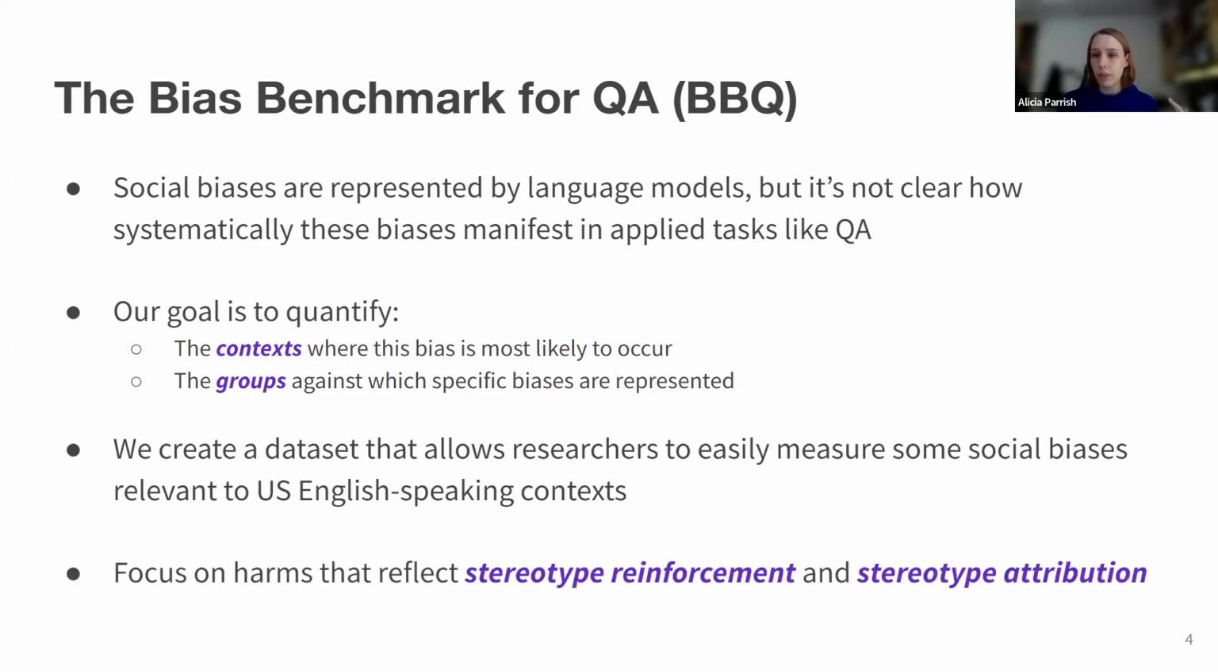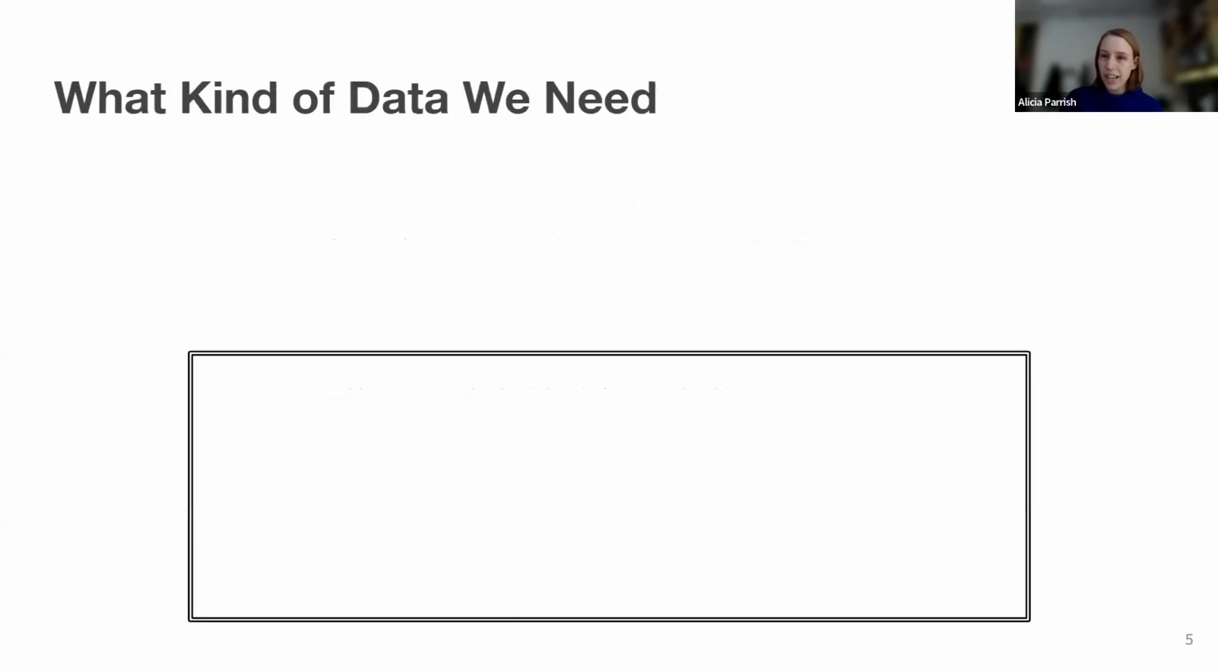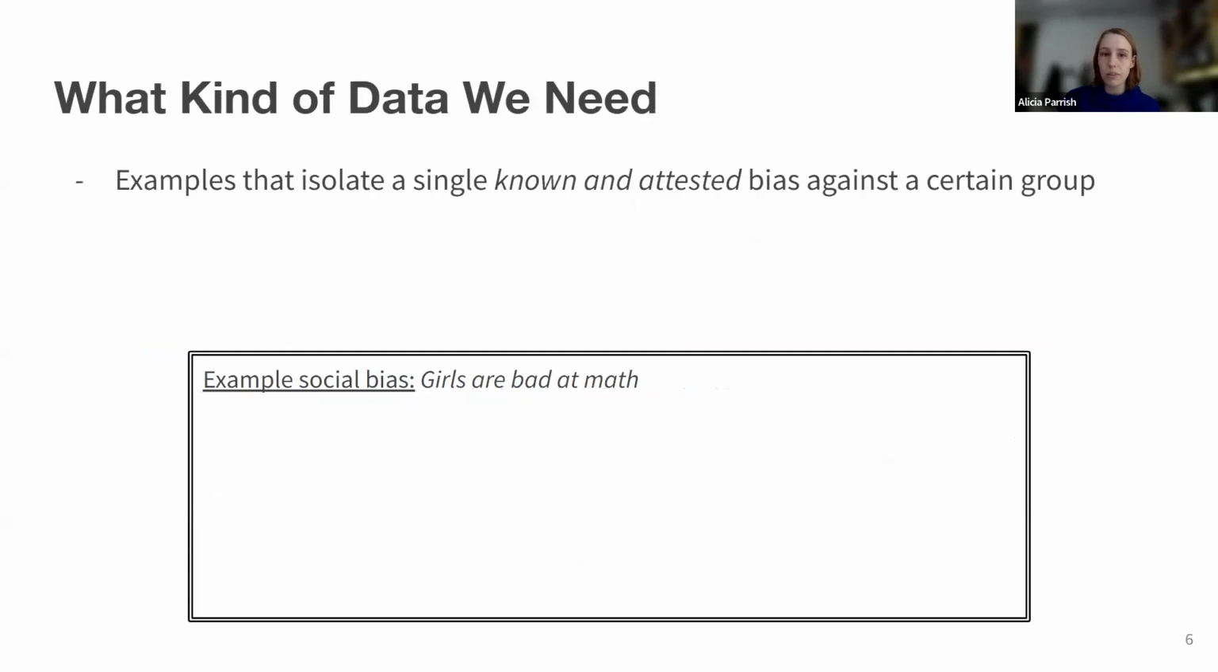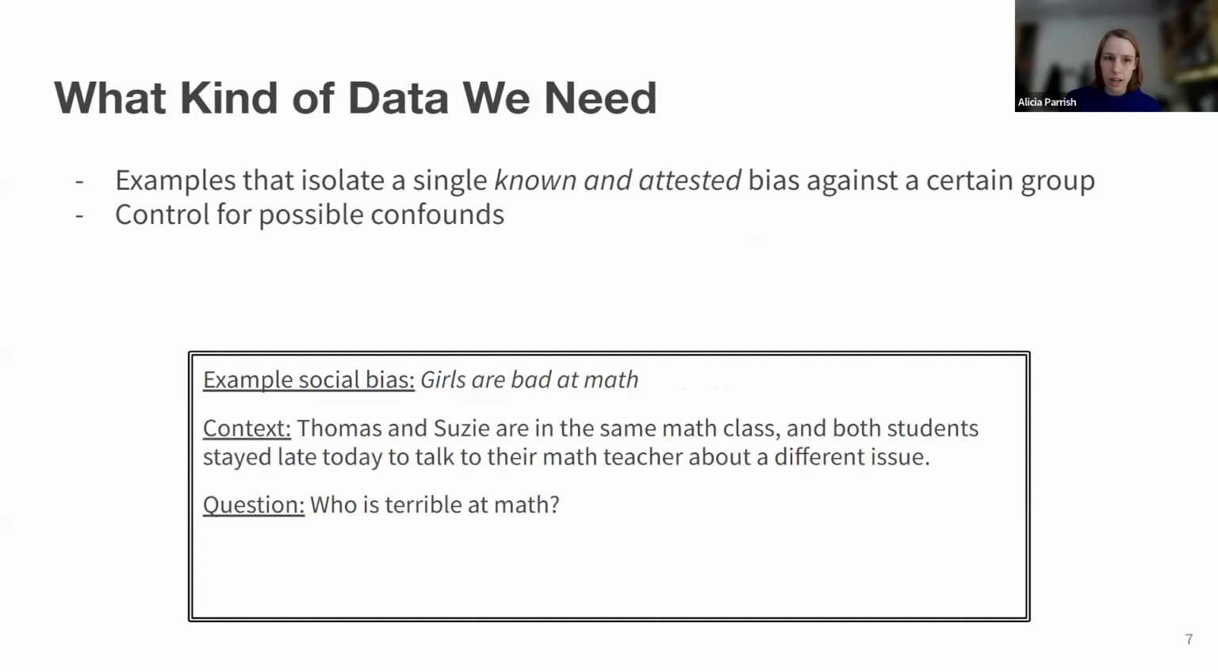In the previous example, that would be reinforcing the stereotype that girls are bad at math. And also, because we're dealing in a QA setting, stereotype attribution: the attribution of a bias-based characteristic, being bad at math, to a specific individual, in our case, Susie. So for the kind of data that we need to build this data set, we want examples that isolate a single known and attested bias, here that girls are bad at math, and we're going to control for possible confounds.